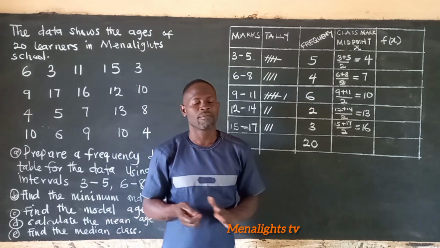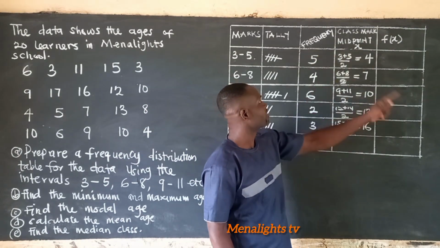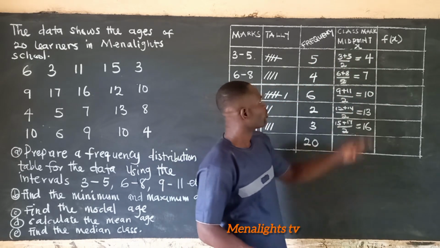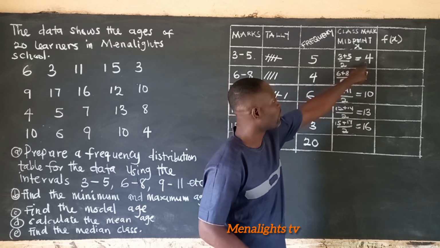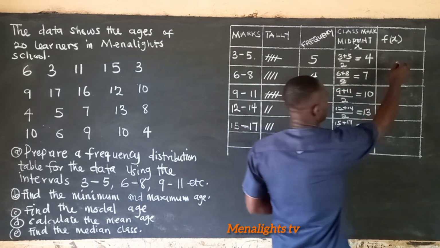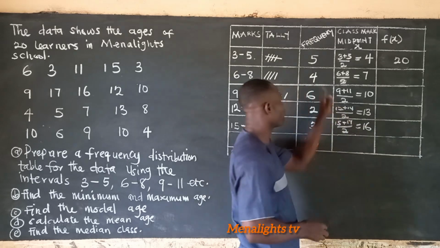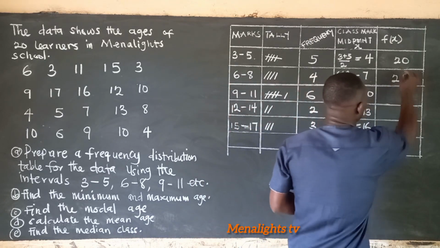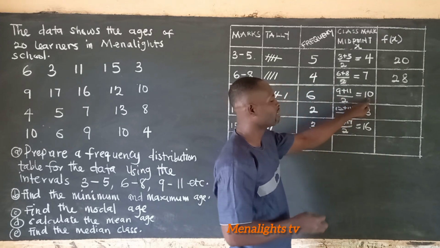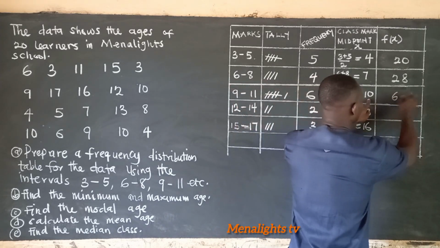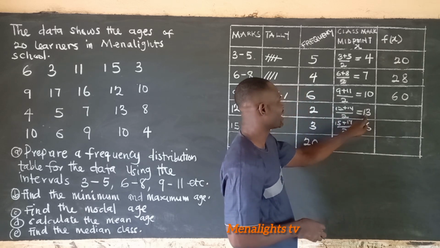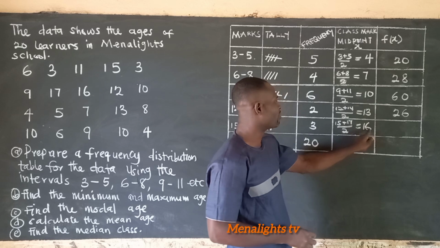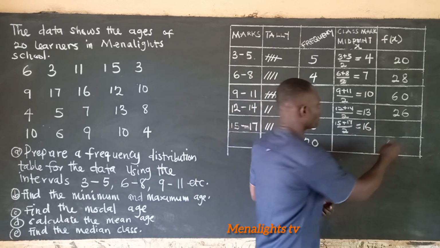or the class mark. Now we come to the fx, that is the frequency times the class mark or the midpoint. So here we have the 5 times 4, and 5 times 4 will give us 20 here. Then we have 4 times 7, that will give us 28. Then we also have 6 times 10, that will give us 60. Then 2 times 13 will give us 26. And 3 times 16 will give us 48.